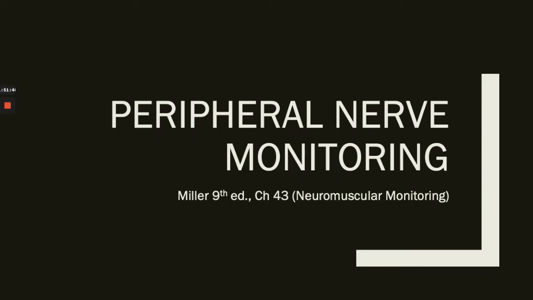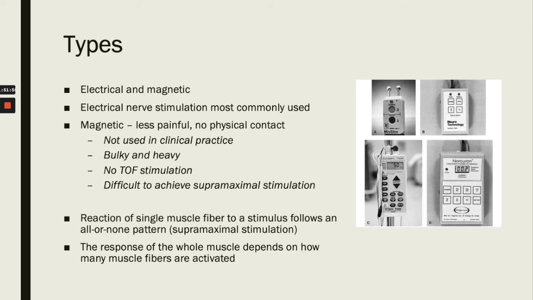Okay, so now we are on to peripheral nerve monitoring. We're about two-thirds of the way done, guys. All right, so there are two types: electrical and magnetic, and electrical nerve stimulation is most commonly used. Magnetic is less painful and there's no physical contact, but it's not used in clinical practice because it's bulky, heavy, there's no train-of-four stimulation, and it's difficult to achieve supramaximal stimulation.